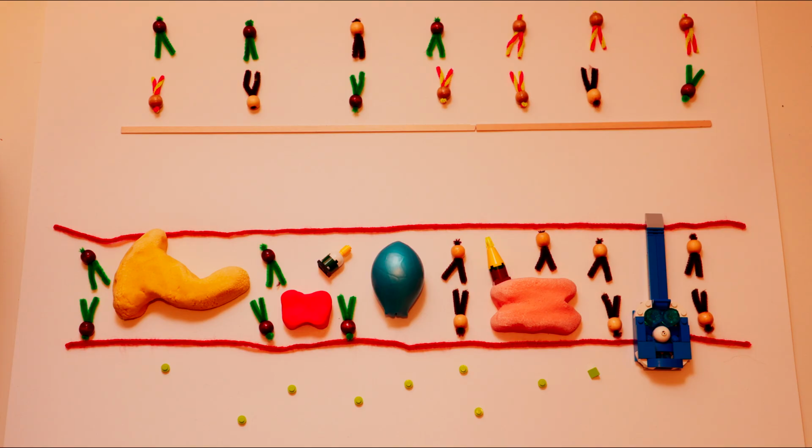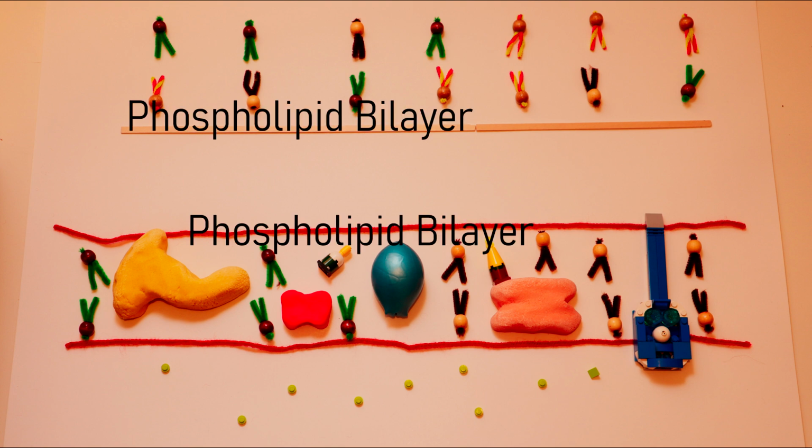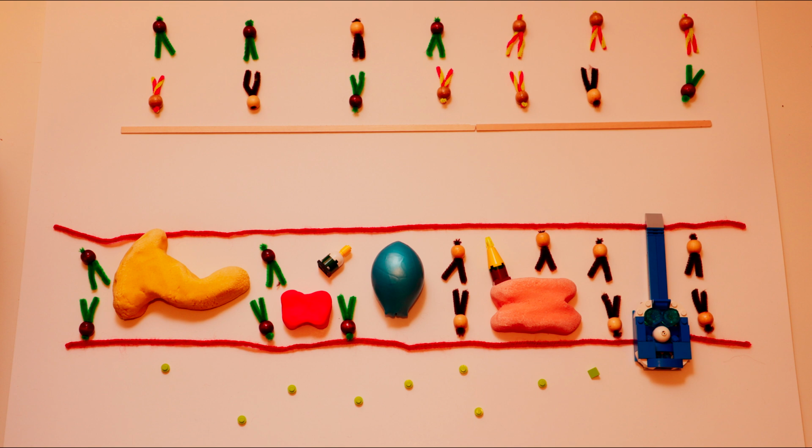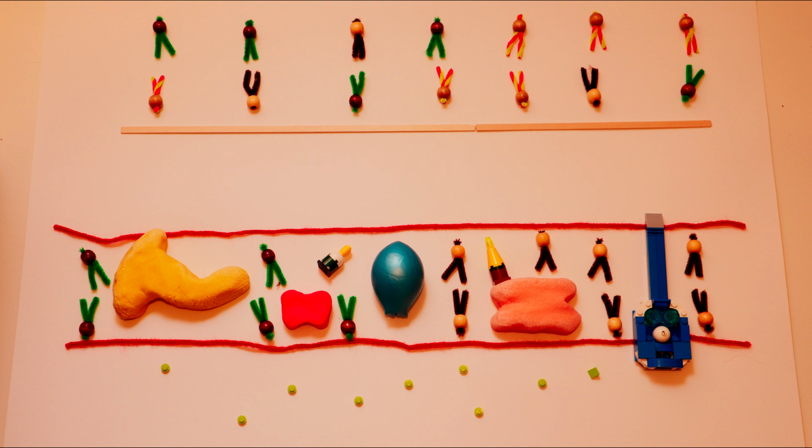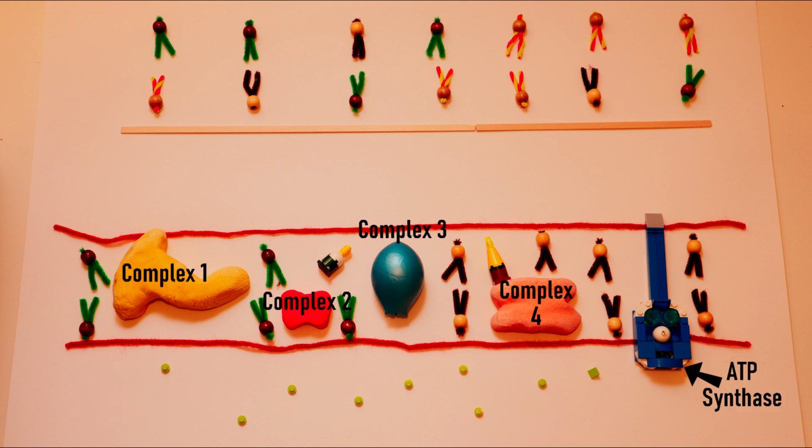Both the cristae and mitochondria have cellular membranes which consist of a phospholipid bilayer. The space between the cristae and the mitochondrial membrane is called the intermembrane space, while the space inside the cristae is called the matrix. Across the membrane of the cristae are multiple complexes. These structures are enzymes, or proteins, that perform a specific function in ETC.